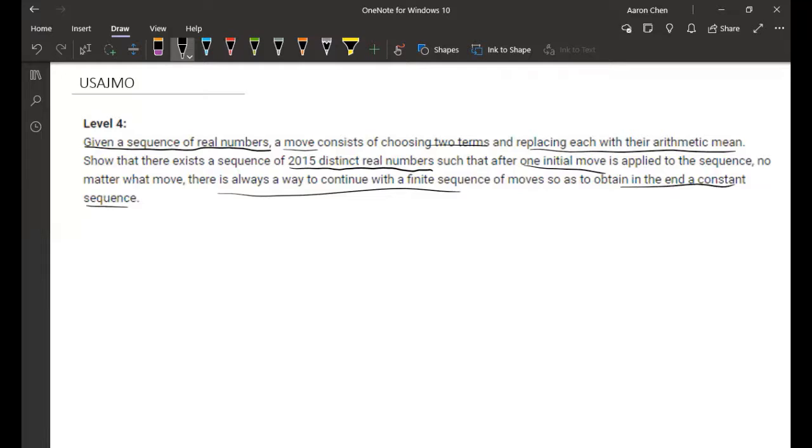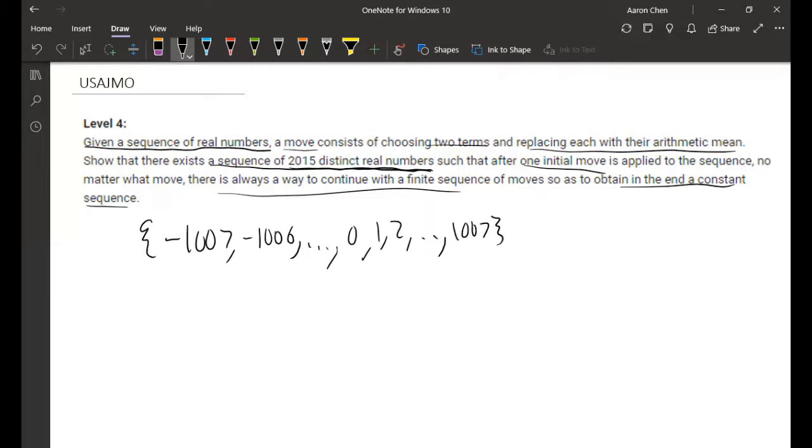And so to make it a lot easier, we can let this sequence of 2015 distinct real numbers simply be negative 1007, negative 1006, and so on, 0, 1, 2, and so on until 1007. And so this set is a total of 2015 elements.